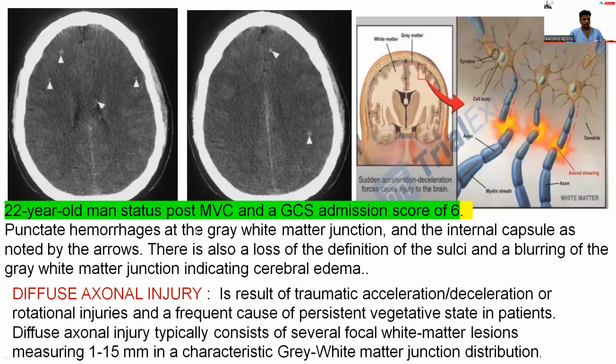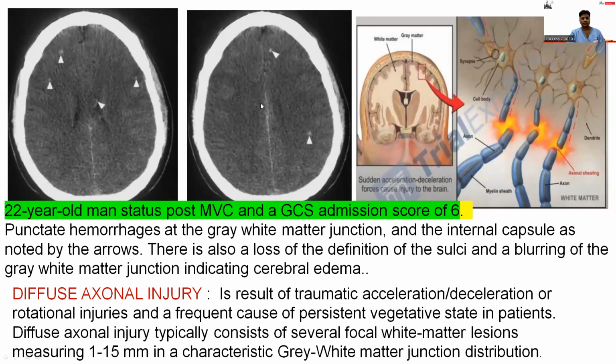This is a 22-year-old man post accident presented with GCS of 6. When CT scan was done, this is a non-contrast CT scan, you can appreciate small hemorrhages, and these are at a place where we see the gray white matter differentiation area. So these areas are gray white matter differentiation areas where we find the small dots of hyperdensity. This is characteristic of diffuse axonal injury.